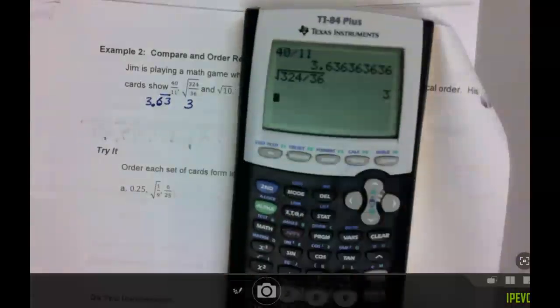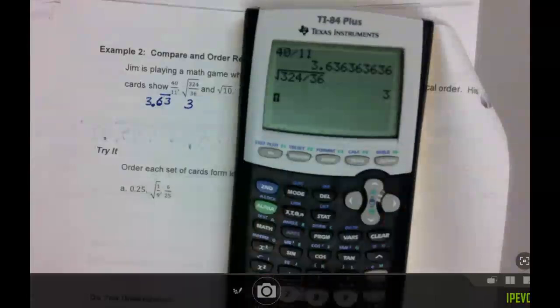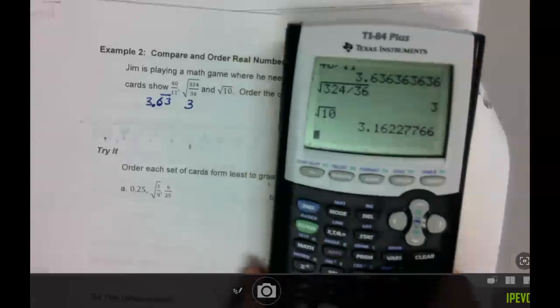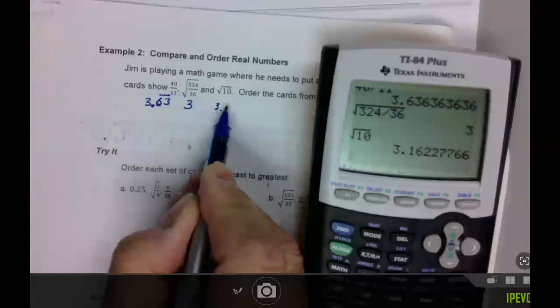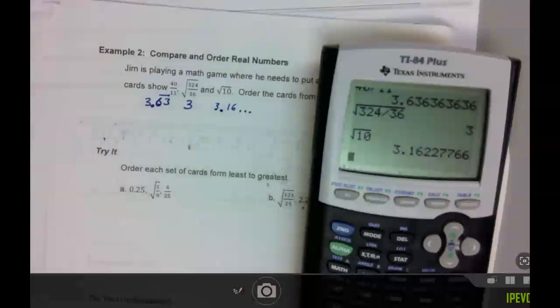Agreed? And then let's do this next one, the square root of 10. So hit the blue key, correct? The second key, and then see where it says x squared? Agreed? And then hit 10 and hit enter. And I get 3. That one there is an irrational number, isn't it? Because it doesn't repeat. So that's going to be 3.16. I just hit dot, dot, dot because it doesn't repeat, does it?